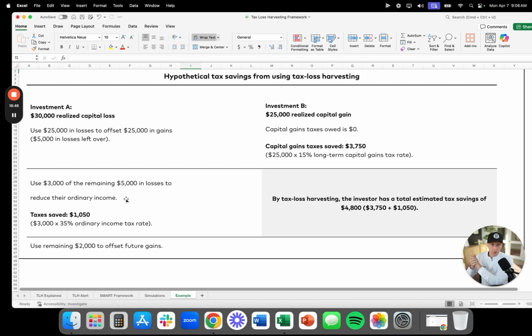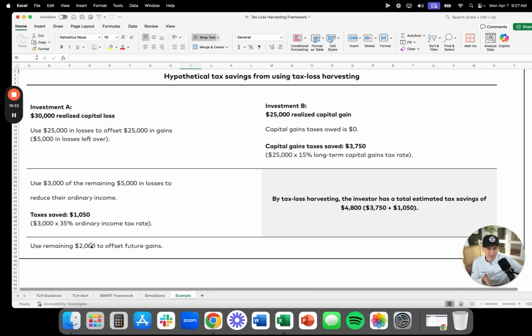So let's say we save the $3,000 because you're in the tax loss harvesting world. You can only reduce up to $3,000 off your income, which is where this $3,000 of the $5,000 comes from. Let's say you're in a 35% ordinary income tax bracket here. By tax loss harvesting, you're saving $1,050 on your taxes alone. So 3,000 times 35%. Let's just say, technically speaking, you made $200,000. You subtracted out 3,000. Now you're taxed on $197,000. So by tax loss harvesting, the investor has a total estimated tax savings of $4,800 in this exact example: the $3,750 from the capital gains taxes and the $1,050 from the income tax, each calculated separately.